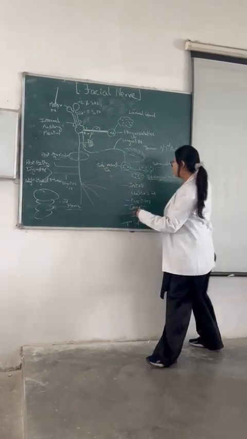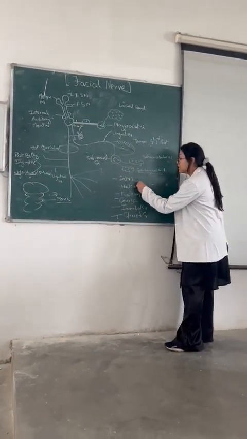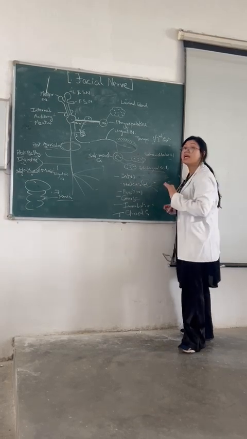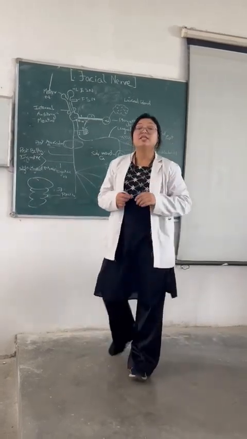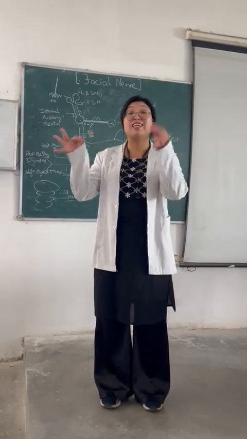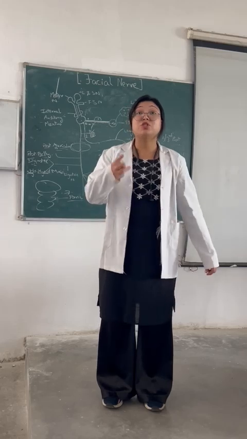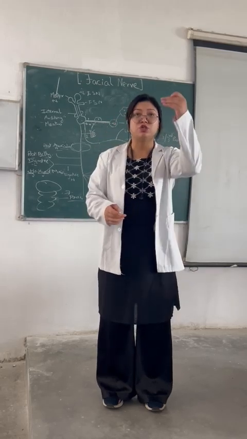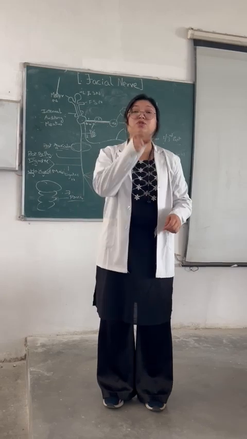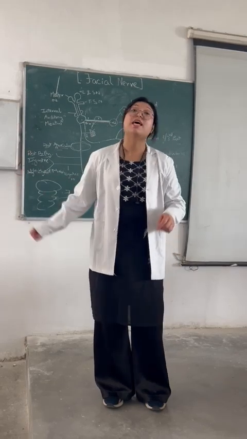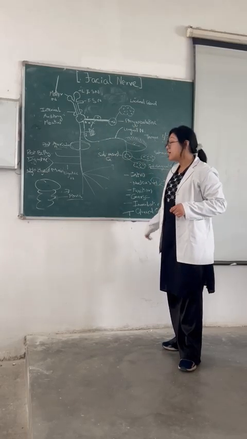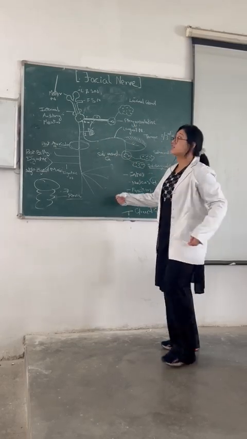I'm going to explain the nucleus. There are 4 nuclei, divided into motor, parasympathetic and sensory functions. So let's talk about the sensory one, that is the nucleus of tractus solitarius. Numbers 2 and 3, the parasympathetic functions: number 2 is the lacrimatory nucleus, number 3 is the superior salivatory nucleus. The 4th, which handles the motor functions of the nerve, is the facial motor nucleus.